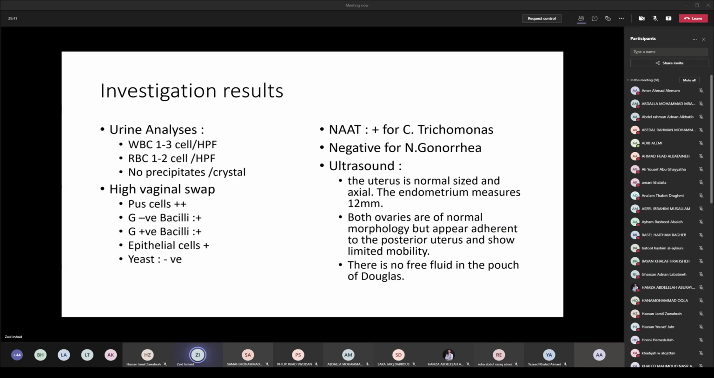So does anyone have any questions in regards to these findings before we proceed? Go ahead, Philip. Doctor, here the pus cells, do we mean neutrophils or something else? Yes, we mean neutrophils. Okay, thank you. You're welcome. Any other questions? In general, pus cells means polymorphonuclear cells. These are activated neutrophils. They're not just a normal type of neutrophils that are present in your bloodstream.